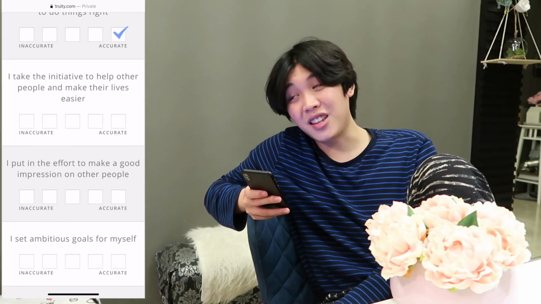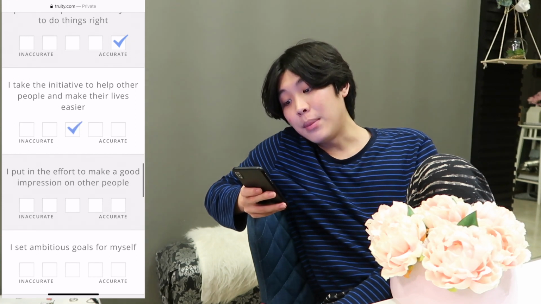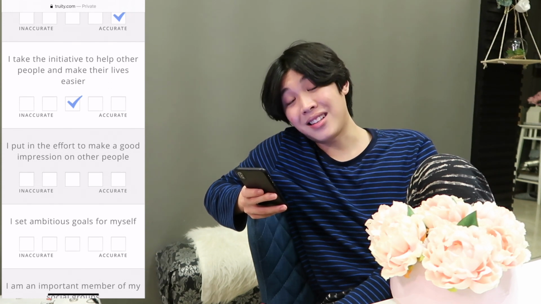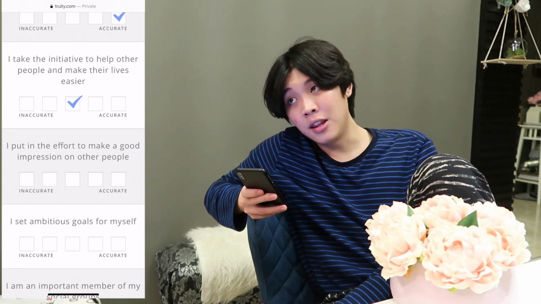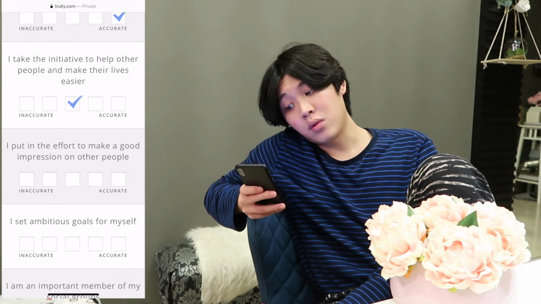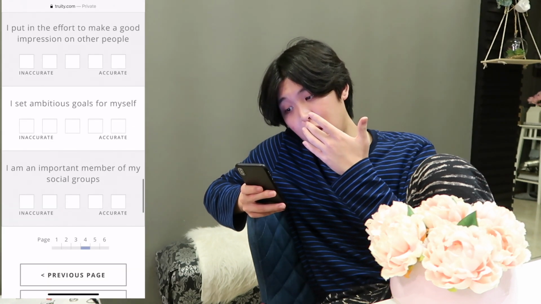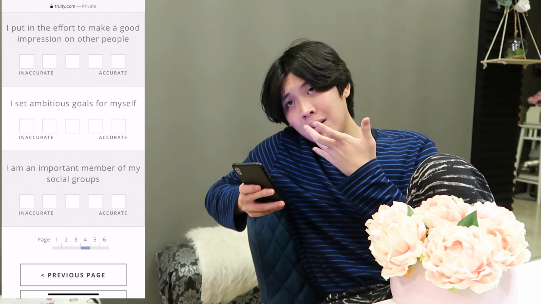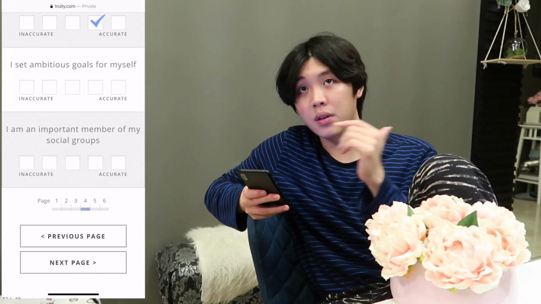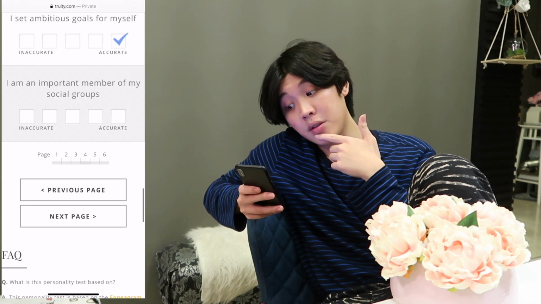Not really the kind of initiative kind of person, so neutral. I mean, deep down I want to, but I'm pretty lazy to take the initiative. But if it's something that is important, then definitely. So I'm gonna go with maybe slightly accurate for this. I put in the effort to make a good impression on other people. Kinda. First impression is the most important impression. I set ambitious goals for myself, way too ambitious.